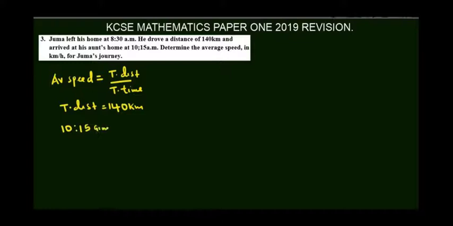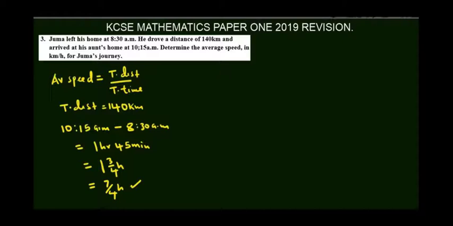So the difference would be, if you have 10:15 a.m. minus 8:30 a.m., that's a difference of 1 hour 45 minutes. 1 hour 45 minutes should be 1 3/4 hours. It's better expressed as an improper fraction, and that should be 7/4 hours. That way, when you use it in the next procedure, it becomes simpler.